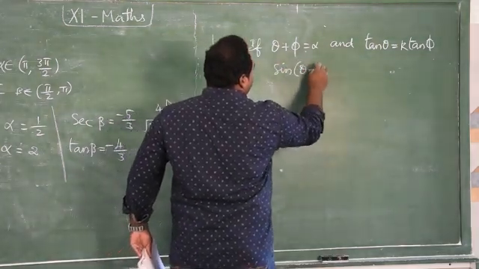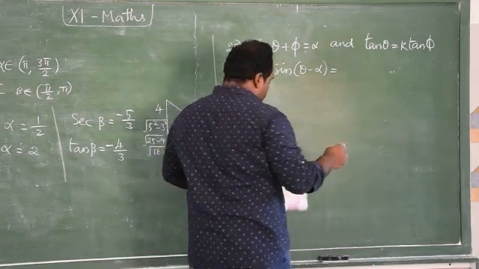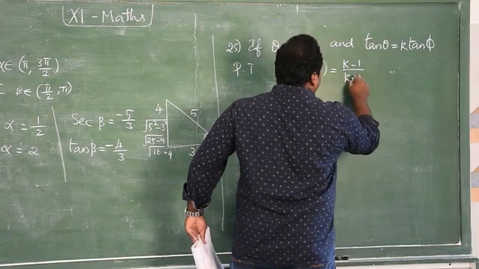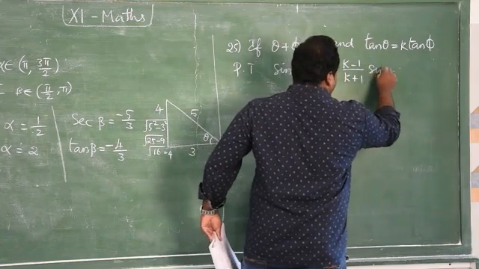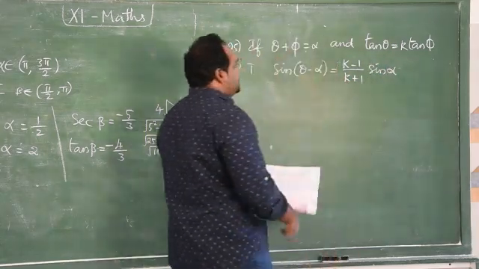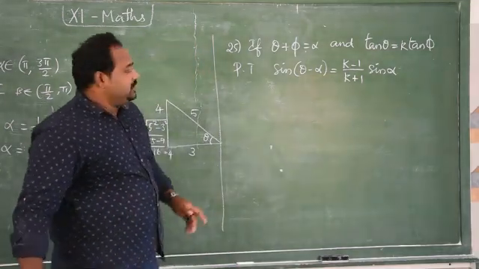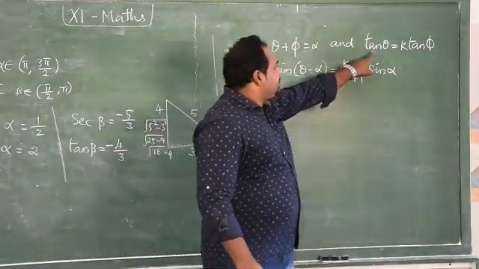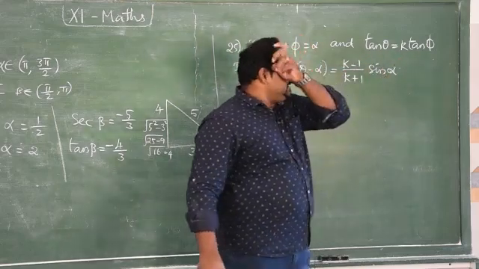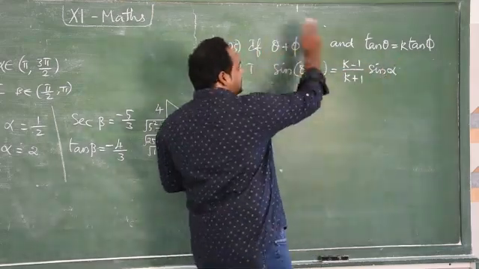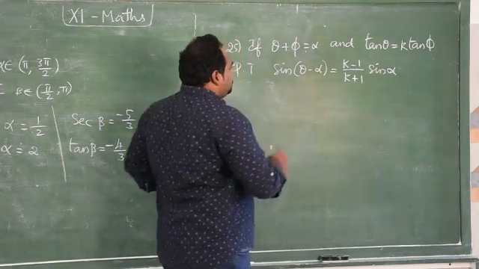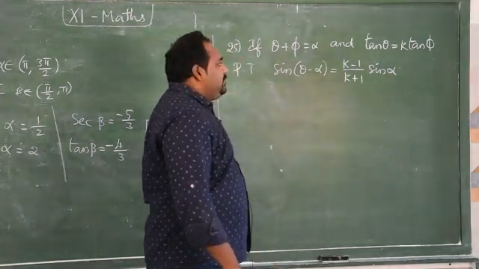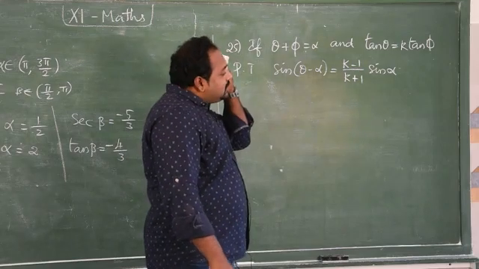sin(theta minus alpha) equal to (k minus 1) by (k plus 1) sin alpha. So here we have given theta plus phi equal to alpha and tan theta equal to k into tan phi. Using this given information, we have to prove sin(theta minus alpha) equal to k minus 1 by k plus 1 sin alpha.